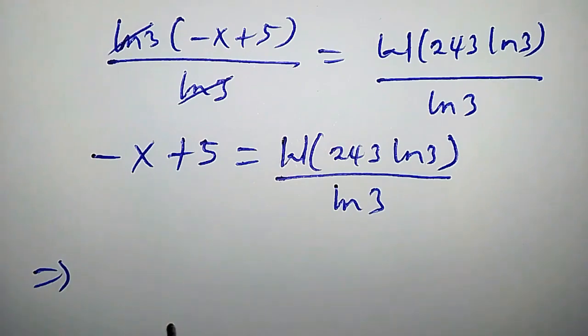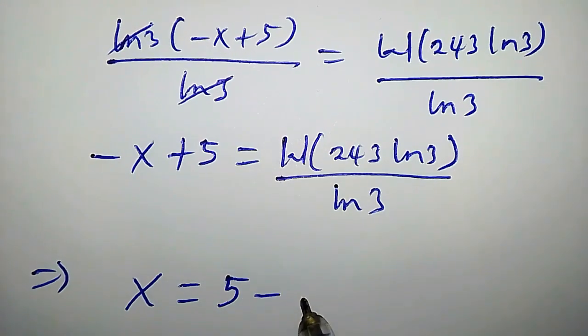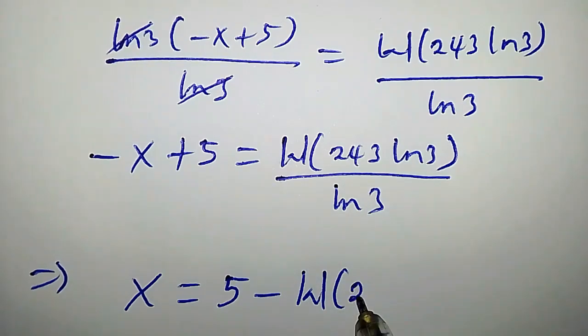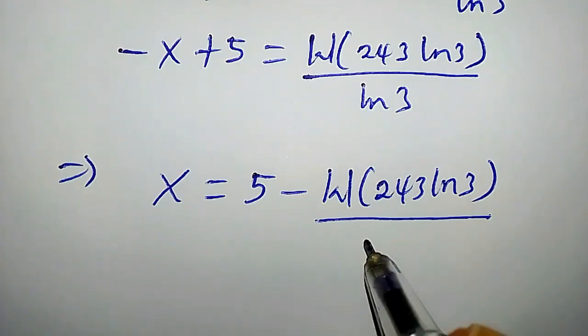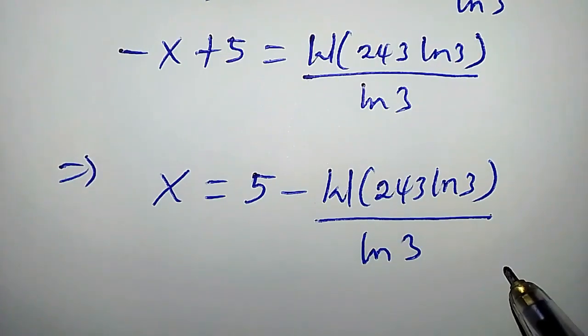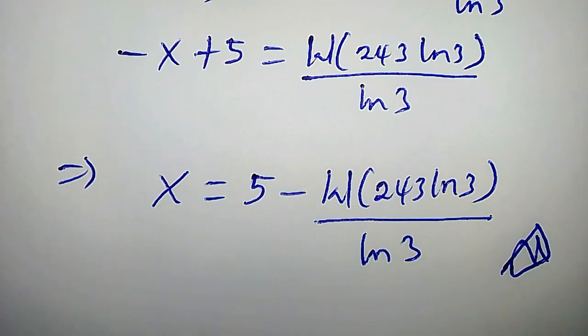This implies that x is equal to 5 minus W of 243 ln 3 over ln 3. This is the required value of x for this equation.